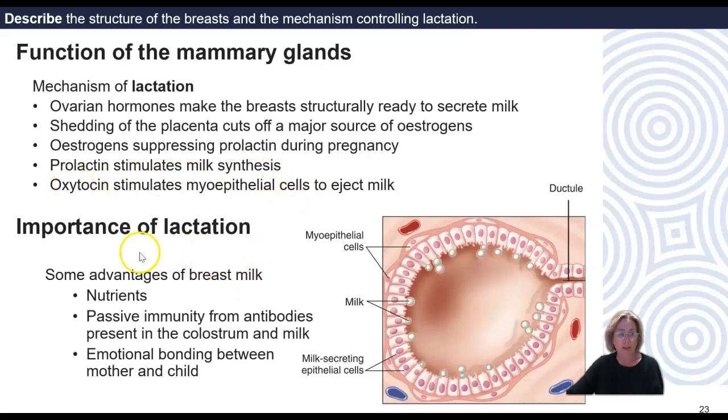What is the importance of lactation? Well, it does have several advantages. It provides nutrients for the newborn, and also allows for passive immunity from the maternal immune system, as antibodies go into the milk and are then present in that first secretion, which is called colostrum, and then in the subsequent milk. And so that provides the baby with protection while their own immune system is developing. And also really important, lactation forms an emotional bond between the mother and the child.